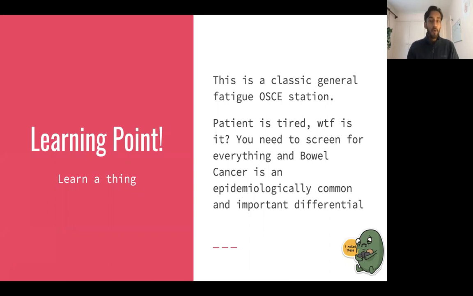But importantly, don't forget about cancers like bowel cancer. It's important that you screen for them too, to check for family history, to check for any symptoms, to check for any rectal bleeding, because it is very commonly missed when you're doing a fatigue history.